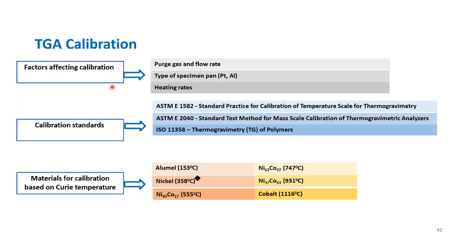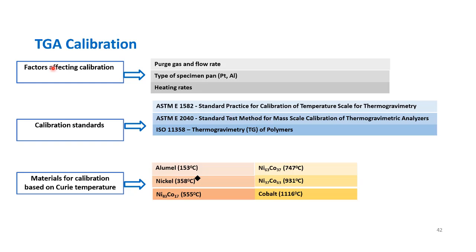Then the TG calibration can be performed with the help of a... The factors which affect the calibration are purge gas and flow rate, the type of specimen pan, which is platinum or aluminium, and the heating rates also.